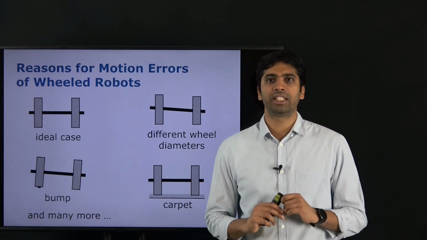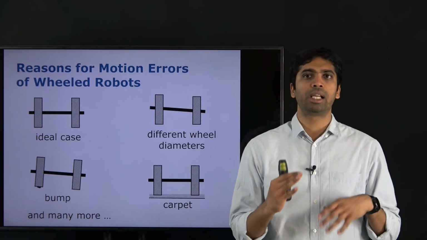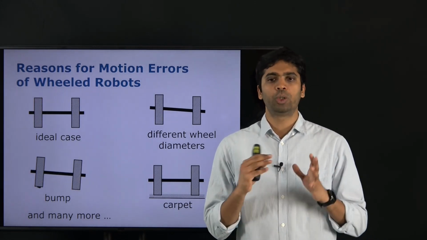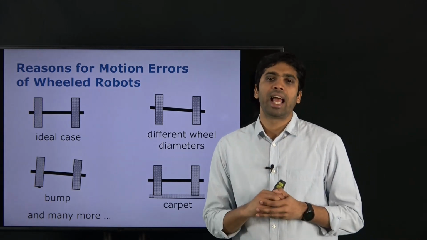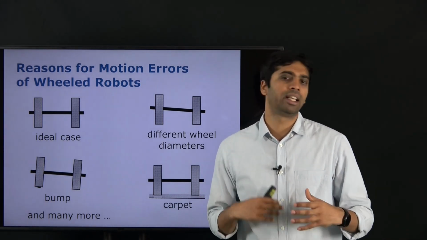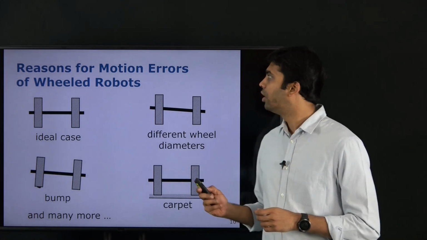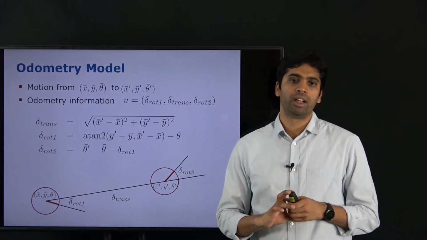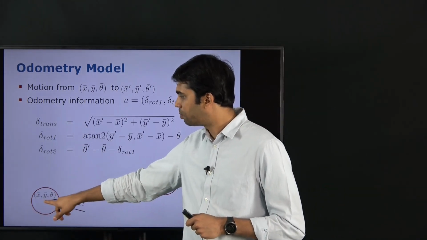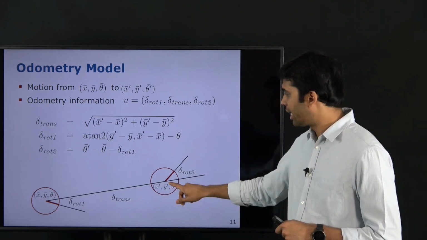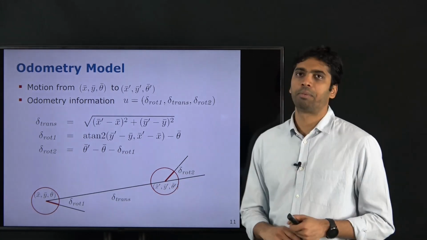So what we'll do in this lecture is abstract a bit away from the exact drive. We will not talk specifically about differential or Ackermann robots, but we'll see two models which sit on top of this and generalize it, which also makes our analysis for deriving the equations a bit easier. The first of these models, like we said before, is the odometry model. In this model, suppose at time t minus 1 we start at the position x bar, y bar and theta bar, and at time t we end up at the position x prime, y prime and theta prime.